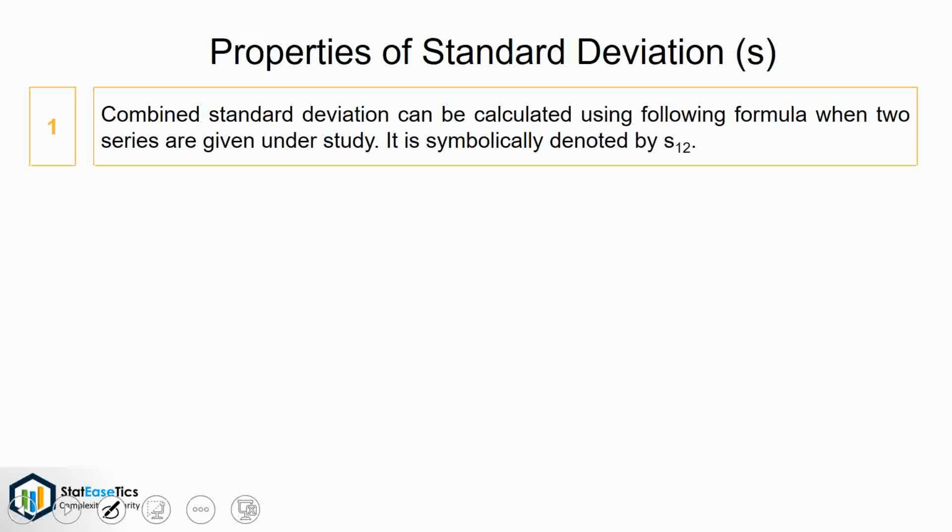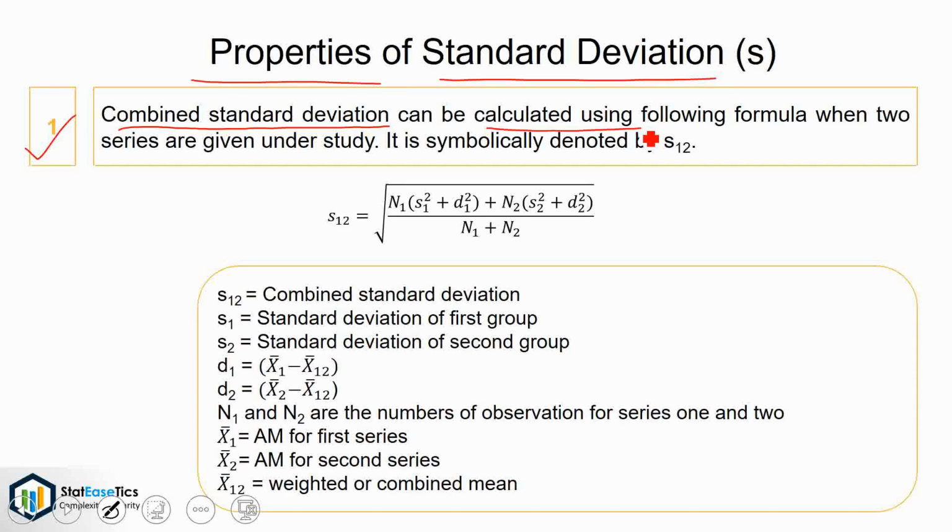Now let's see the properties of standard deviation. The first property is combined standard deviation can be calculated using following formula when two series are given under study. It is symbolically denoted by S12. S12 is equal to root of (n1 into (s1 square plus d1 square) plus n2 into (s2 square plus d2 square)) whole divided by n1 plus n2.